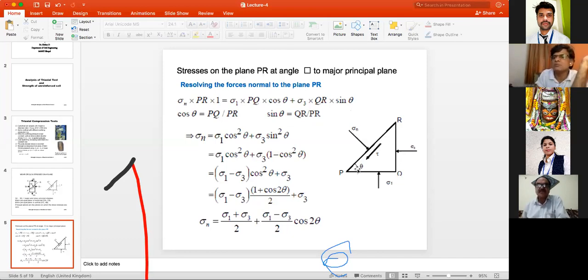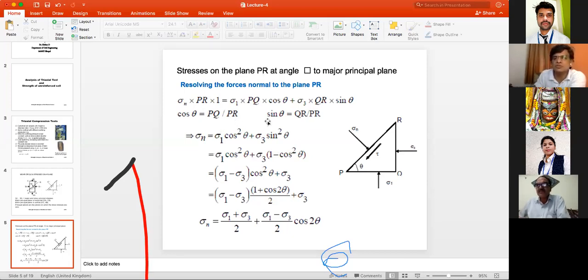From the principle of the triangle superposition, we have cos theta equal to PQ by PR, and sin theta equal to QR by PR. Okay, so we know that. In a similar triangle position, cos theta is equal to PQ by PR and sin theta is equal to QR by PR.